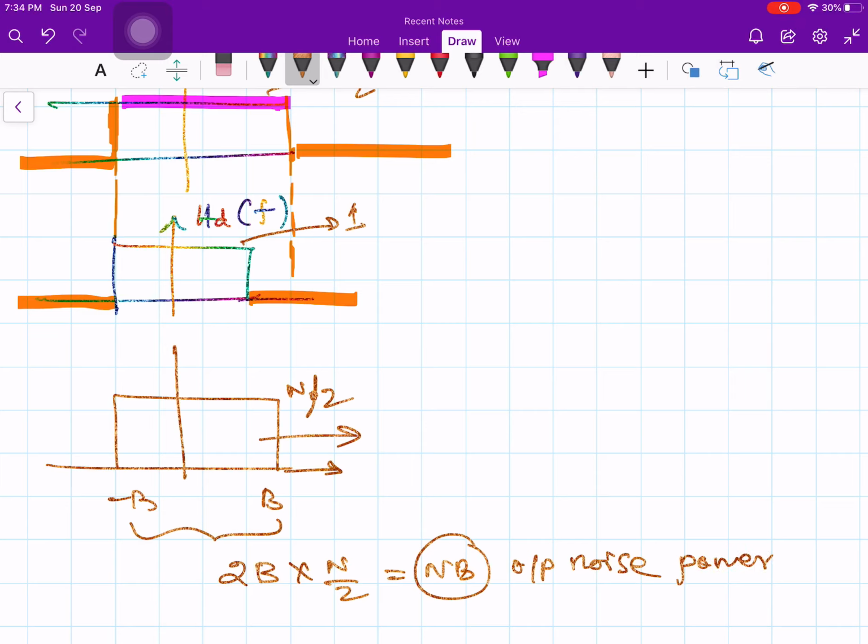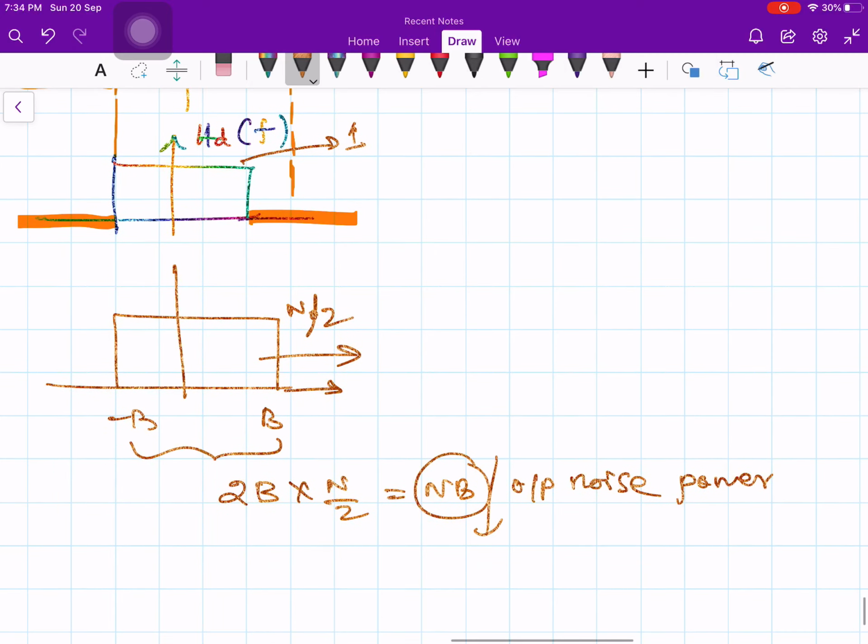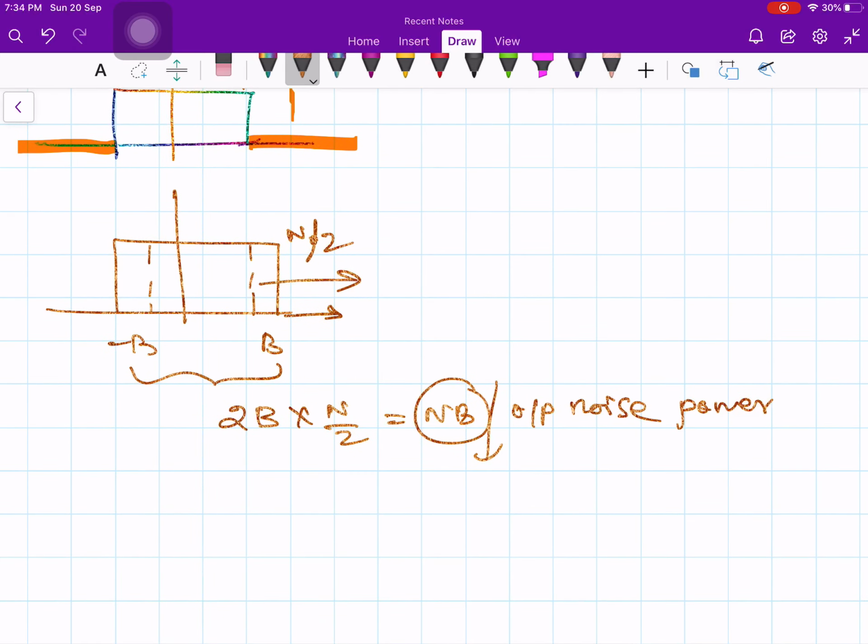So the output has the same shape. What is the total area of the output noise process? The area is NB, so it is intuitively obvious. The output noise power is NB, and that is something you have to work with or tolerate. You cannot reduce below this value. How can you reduce it? If you reduce the bandwidth, then you will lose the message signal, you will lose your intelligence. Suppose somebody wants to reduce the noise power.